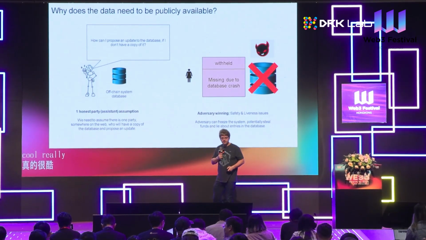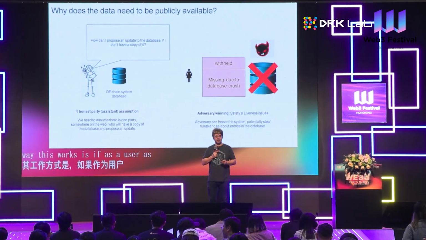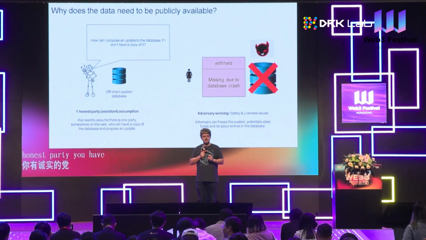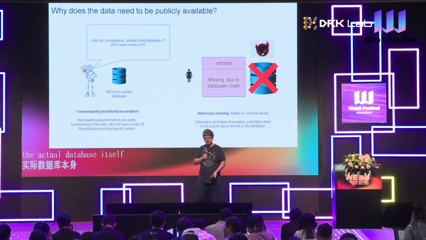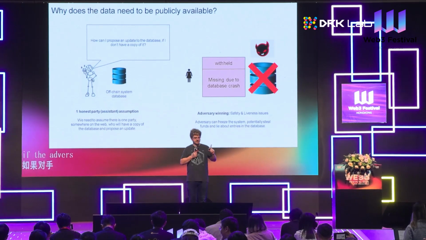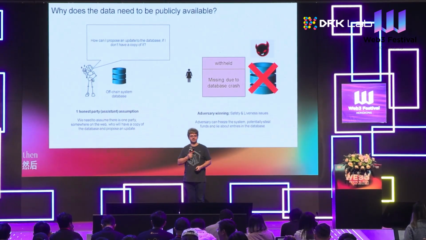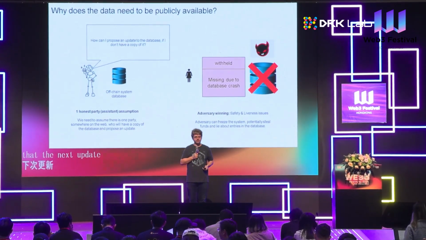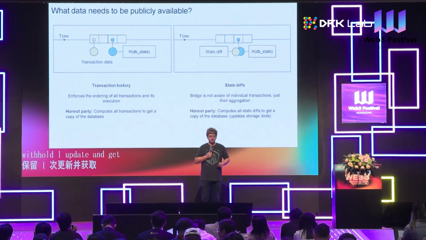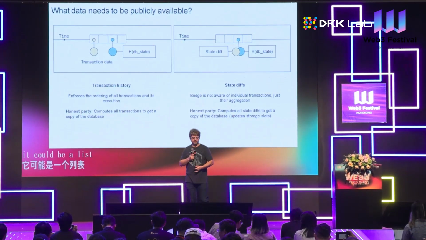But the only way this works is if, as a user, as the honest party, you have access to the actual database itself. You must have access to every single update to this database. If the adversary can withhold just one database update, so you cannot compute a fresh copy of the database, then there's no way you can check that the next update is valid. So the goal for the adversary is, can I withhold one update and get away with it? What data needs to be publicly available? It could be a list of transactions, or it could be a state diff.